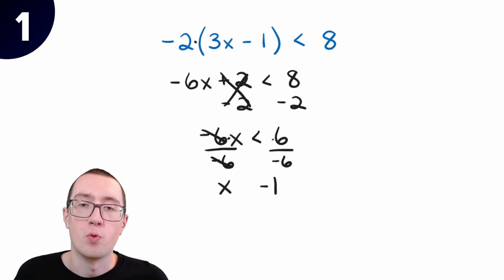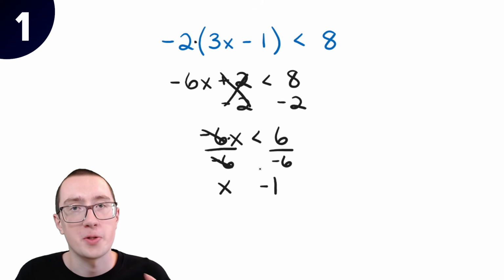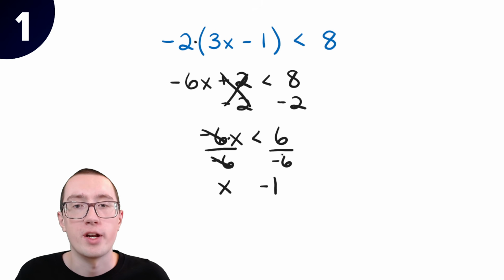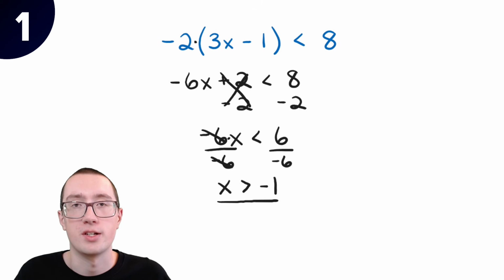Now notice how I'm avoiding writing this inequality sign right now. And that's because we've just triggered a special rule. So whenever you multiply or divide by a negative number, and you have a less than or greater than sign, then you need to flip that sign. So because we divided by a negative number, -6, less than is now going to become greater than, which means our final answer is x is greater than -1.